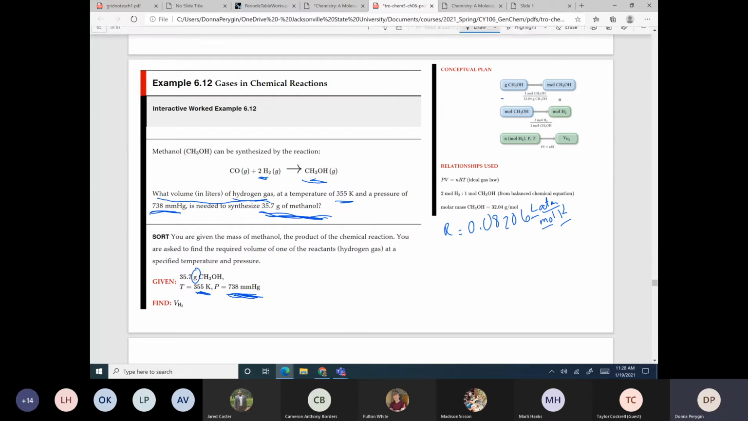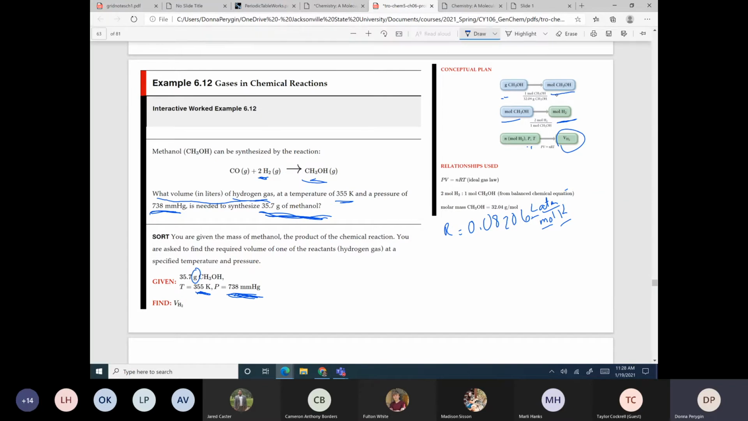So from grams of methanol, we can get moles of methanol. From moles of methanol, we can get moles of hydrogen. And from moles of hydrogen, and the pressure and the temperature, we can get volume of hydrogen, okay? So from grams of methanol, we get moles of methanol through the molecular weight of methanol, which is 32.04 grams per mole, which you could have added up from the periodic table if you had to. So actually, you'd have to do that here, wouldn't you? Yeah.